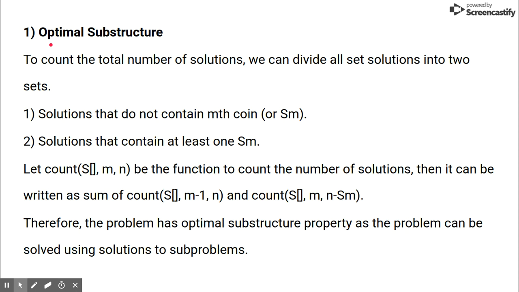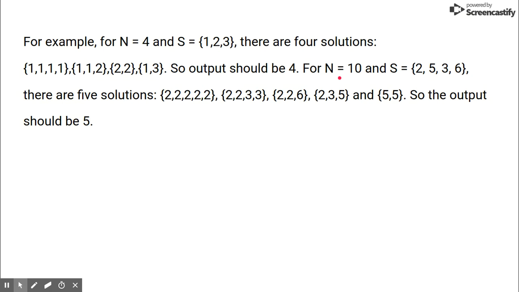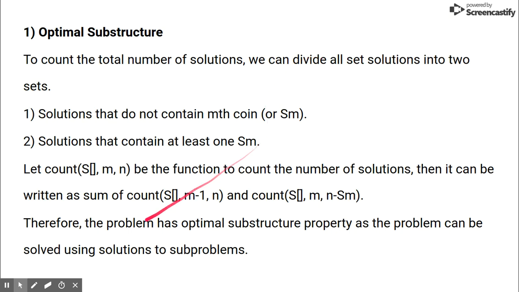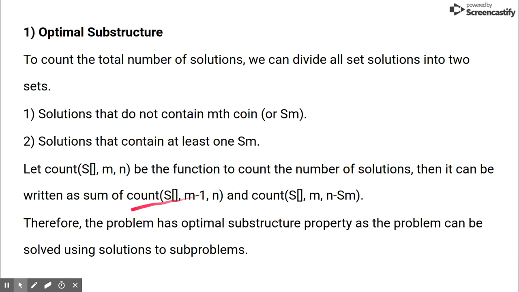There are two properties of dynamic programming. One is optimal substructure. To count the total number of solutions, we can divide all solutions into two sets: solutions that do not contain the mth coin, and solutions that contain at least one mth coin. So either I can use a coin or I cannot use it. Let count(S, m, n) be the function to count the number of solutions. It can be written as the sum of count(S, m-1, n) and count(S, m, n-Sm). So what does it mean?